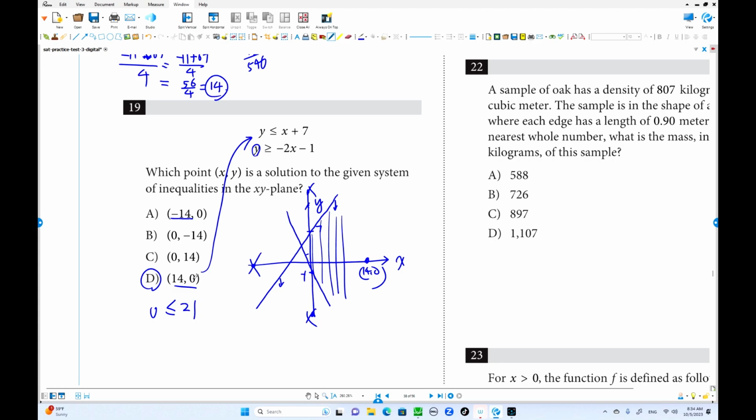21, that's true. Y equals 0, second one is y equals 0 is greater than negative 2 times 14, which is negative 28, right? Minus 2. That's true, right? Or you can use the graph, okay? Sometimes the graph is a help.